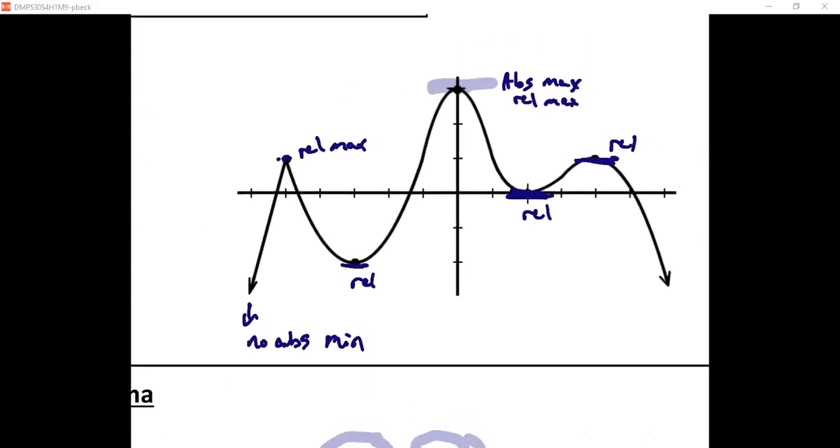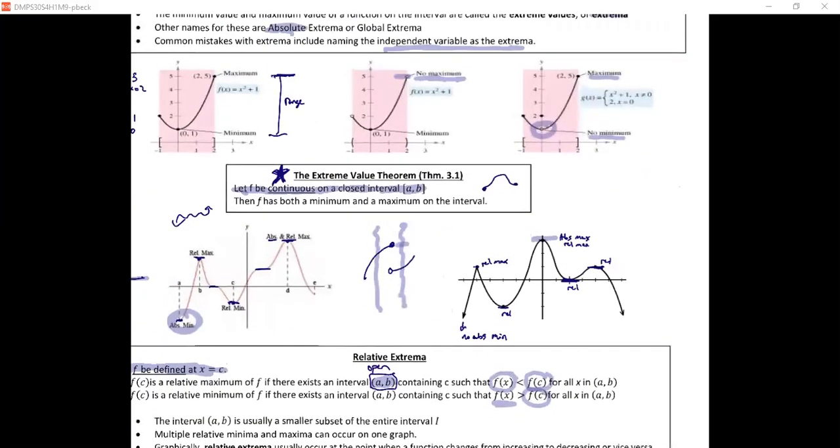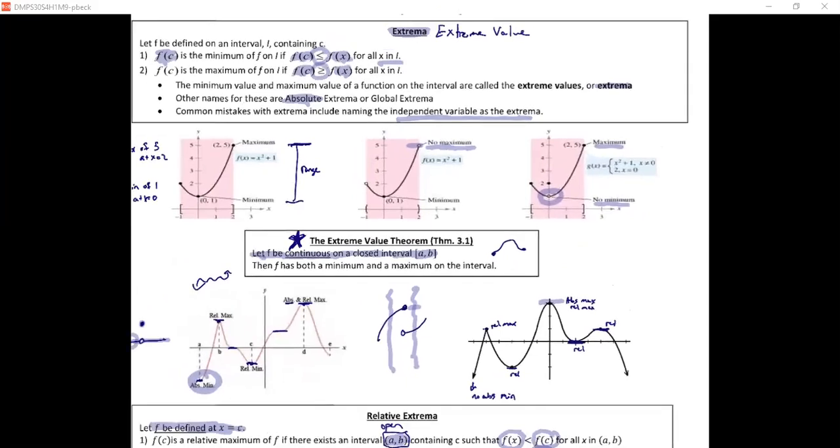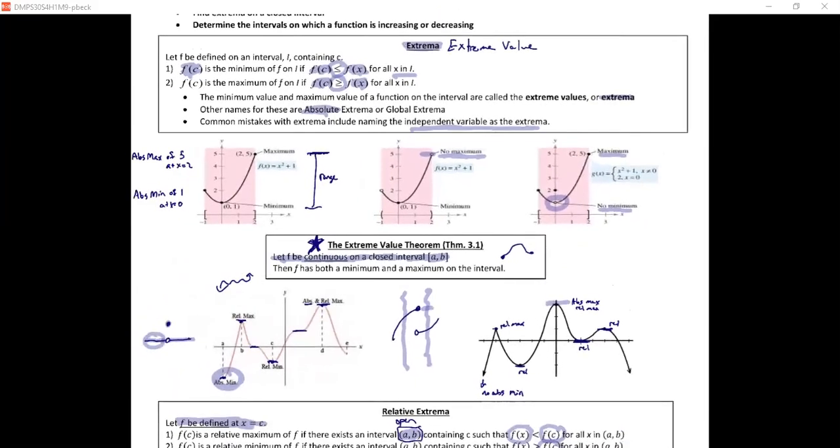So let's recap a little bit where we're at because I want to tie a lot of this stuff together. Our goal is to find extreme values. To find extreme values, we know by the extreme value theorem that we have to have continuity on a closed interval. Those extreme values can occur at two separate places: where you have a relative extremum or where you have an endpoint.